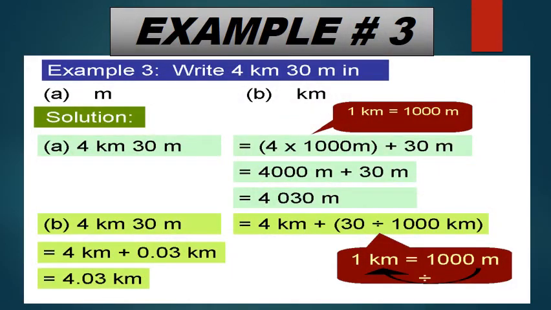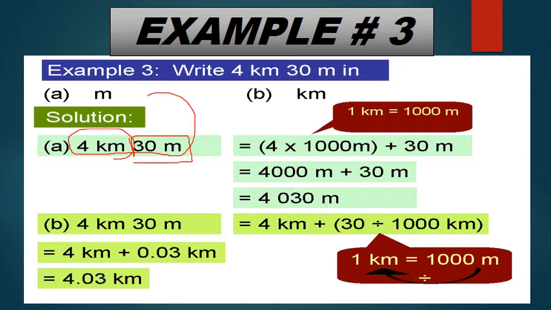Alright my dear students, now move on example number 3, which is very interesting. In this example, you have to write 4 kilometer 30 meter in meter and kilometer. How? In A part, you have to write 4 kilometer and 30 meter into meter. We have already 30 meter in the same unit, which is meter.